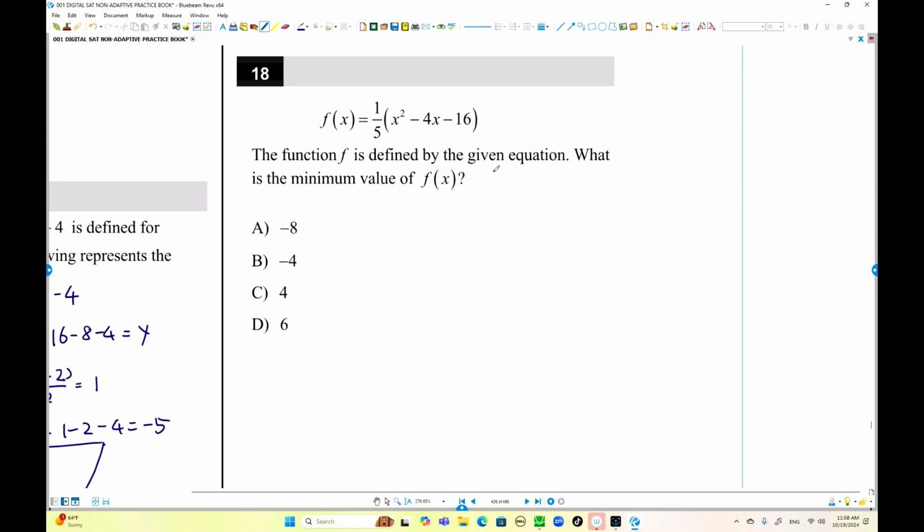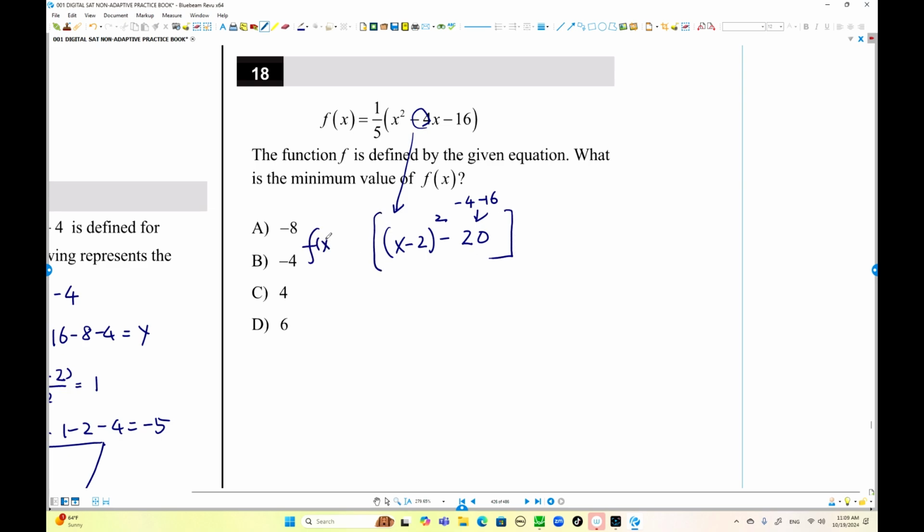Here we go. Okay, what is the minimum value? First, we can find the minimum of this one and multiply by 1 over 5. That's still the minimum. How can you find the minimum over here? You can use the axis of symmetry or the vertex. This time I'm going to use the vertex form. x squared minus 4x is x minus 2 squared, half of this number is 2 and squared, that is 4. You can minus 20, add 4 minus 4, another negative 16. That is negative 20.